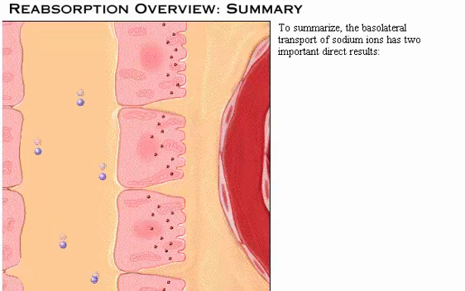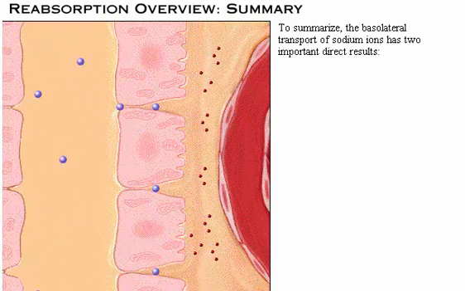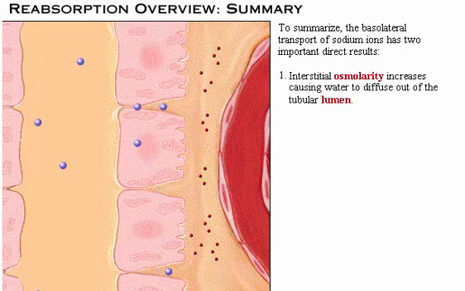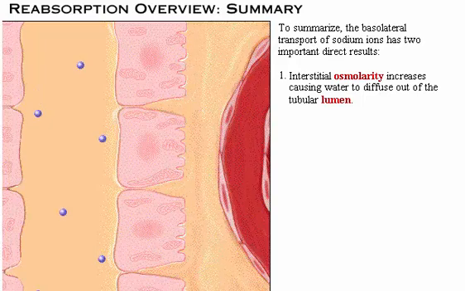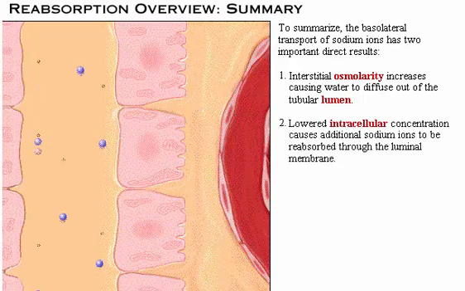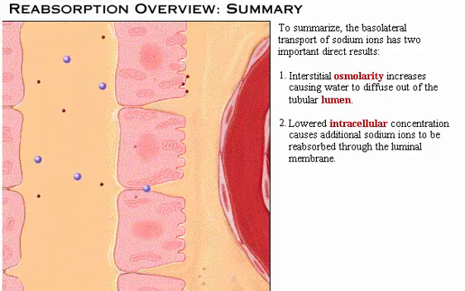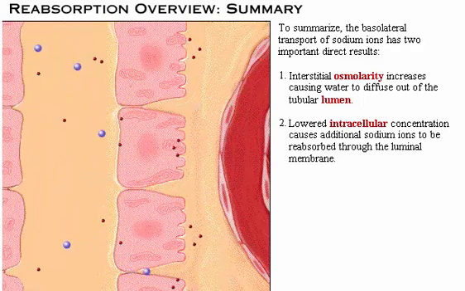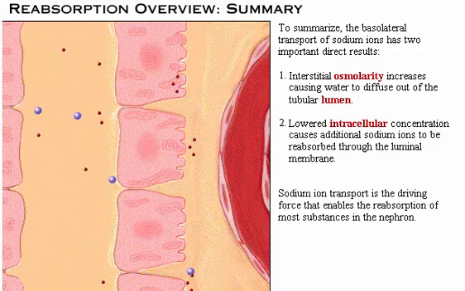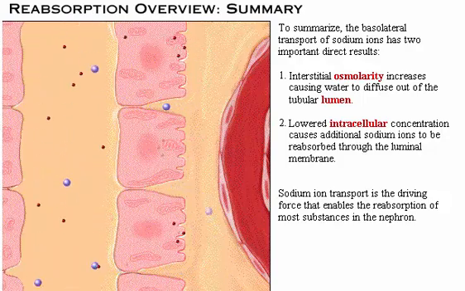To summarize, the transport of sodium ions has two important direct results. One, the interstitial osmolarity increases, causing water to diffuse out of the tubular lumen. And two, the lowered intracellular concentration causes additional sodium ions to be reabsorbed through the luminal membrane. This provides more sodium ions to be actively transported and enables the cycle to repeat. In addition, as we will see in the following pages, sodium ion transport enables the reabsorption of most substances in the nephron.